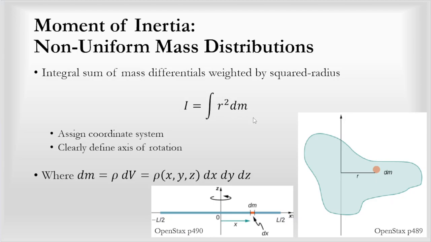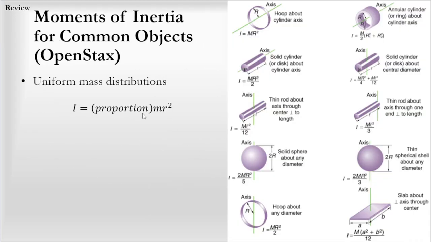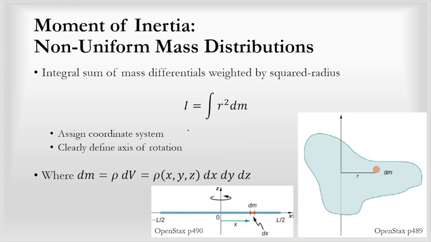And this makes sense with what I said before. The moment of inertia is proportional to mr squared. So if we just take a dm, we can do an integral sum over all those mass differentials. I'm going to remind you, you have to assign a coordinate system. Our radius is always measured from the axis of rotation. So we need to clearly define the axis of rotation. In this situation, we can call this the z-axis, or you could call it A for the axis, whatever you want to do, and measure r from that distance.